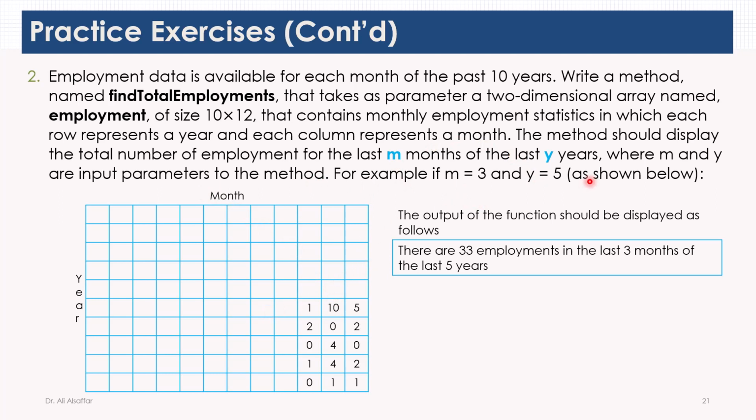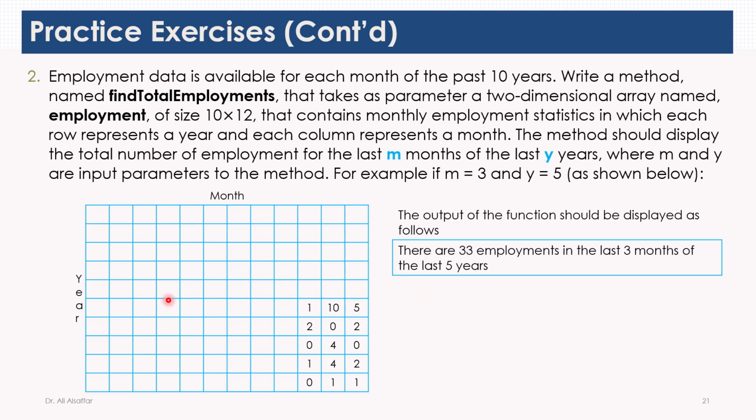Now for the rows, you know that we have 10 years. So the first index of the row is 0 and the last one is 9. And from this data, notice that this is row 5. So how did we get row 5? It is in fact 10 minus 5, which is the number of rows, minus the value of y, and it will give you the beginning of the row. So this is what the method is supposed to do.